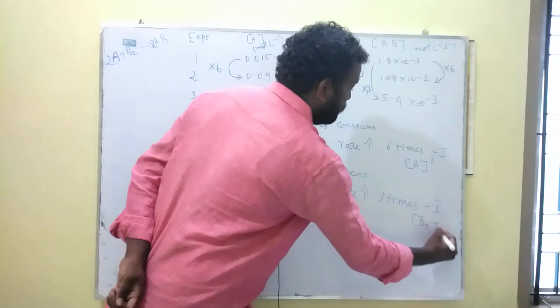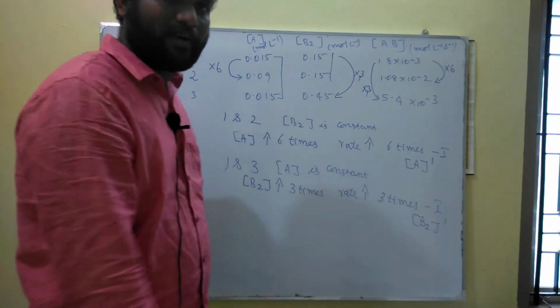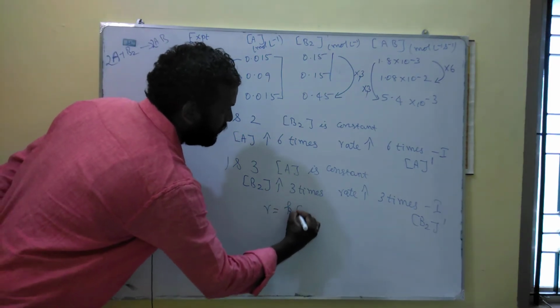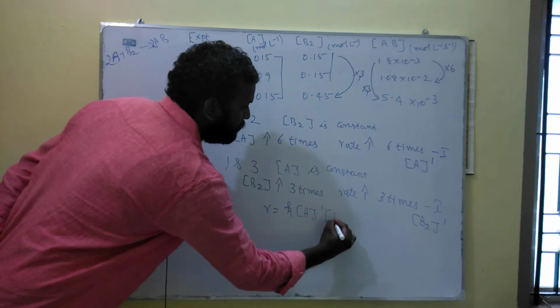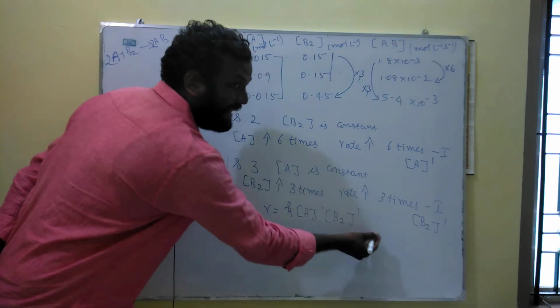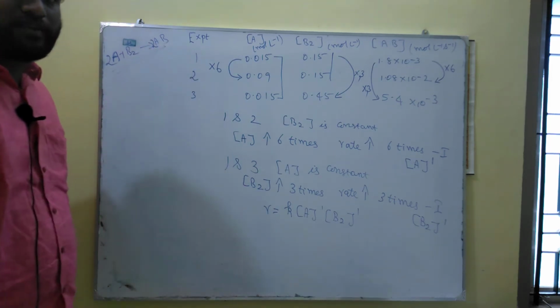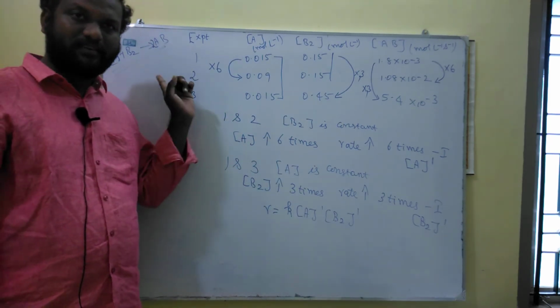With respect to B2 also, first order, that is B2 power 1. So generally, R is equal to K into concentration of A power 1, B2 power 1. This is the rate law for this reaction, 2A plus B2 gives 2AB.